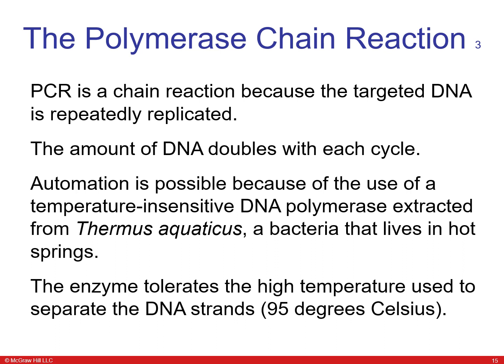PCR is a chain reaction because the target DNA is repeatedly replicated, and the amount of DNA doubles with each cycle. Automation is possible because of the use of a temperature-insensitive DNA polymerase extracted from Thermus aquaticus, a bacteria that lives in hot springs. This enzyme tolerates the high temperatures used to separate the DNA strands. 95 degrees Celsius is almost boiling.